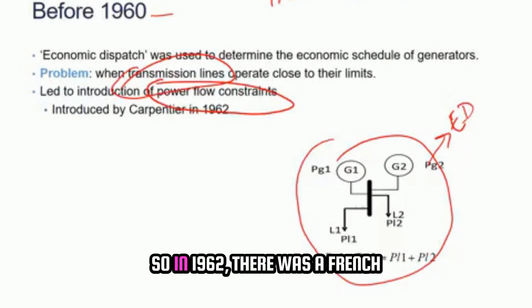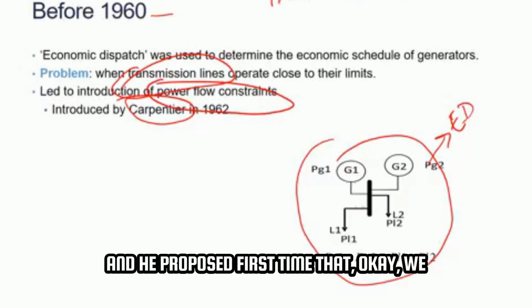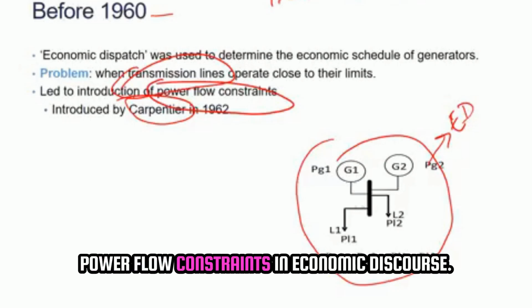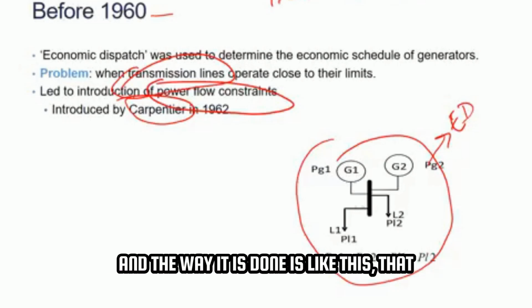So in 1962 there was a French scientist, Carpentier. He proposed for the first time that we can include power flow constraints in economic dispatch. That was proposed for the first time in 1962, and the way it is done is like this.